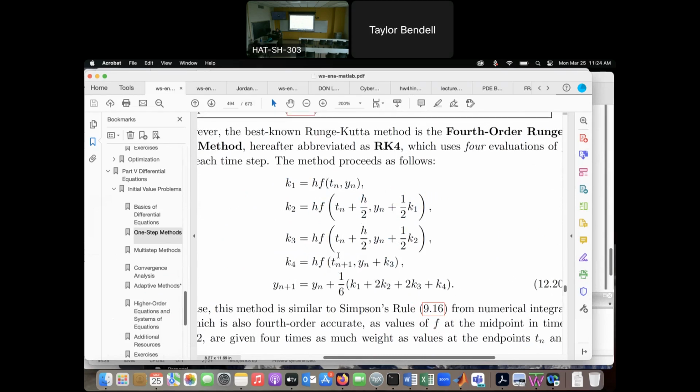So these 4 stages combined this way are reminiscent of Simpson's rule, because notice here we have the approximation of the time derivative at time tn, the left endpoint. Here tn plus 1, the right endpoint. And then these two both are for the midpoint in time, tn plus h over 2. Notice that the midpoint has 4 times as much weight as either endpoint, which is like Simpson's rule from numerical integration.